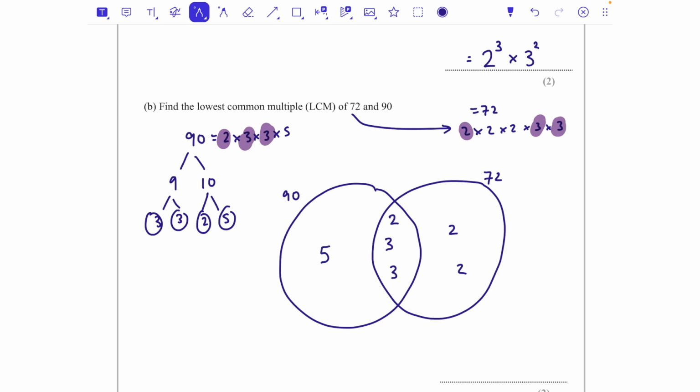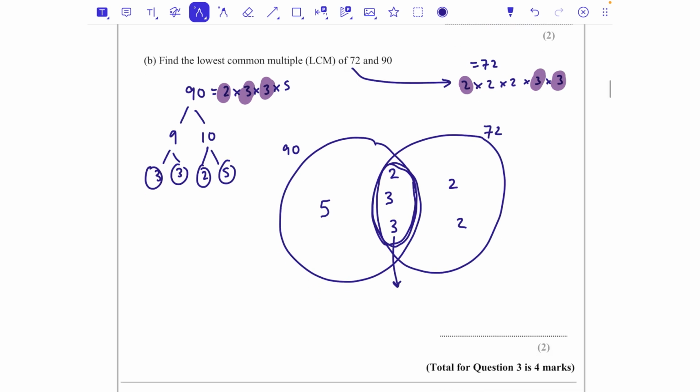If I asked you for the highest common factor, you would multiply together all of the numbers in the middle. So if I'd asked you for the highest common factor, which is the biggest number that fits into both, you would do 2 times 3 times 3. Now 2 times 3 is 6, times that by 3 is 18. So if I'd asked you the highest common factor, we would say that is 18.